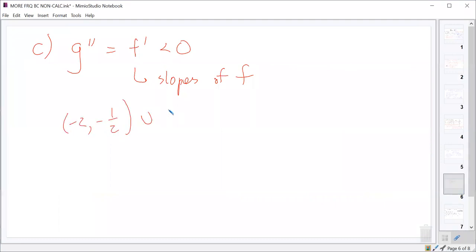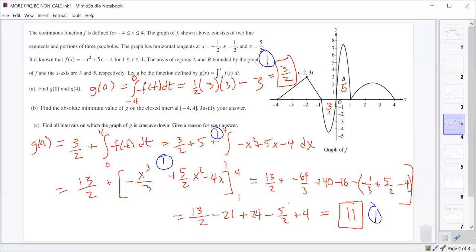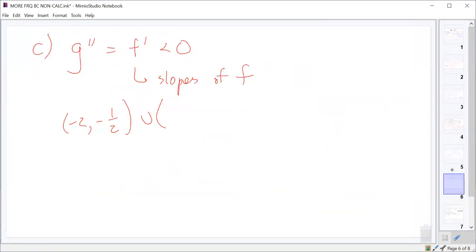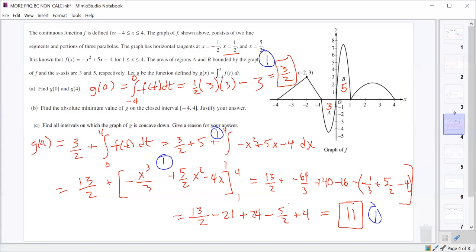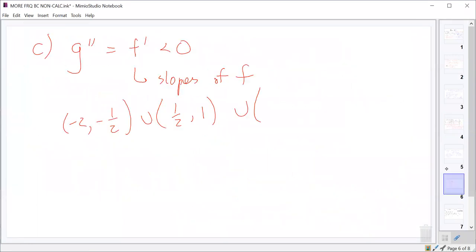-0.5. I bet there's going to be some more. Positive slopes, positive slopes, positive slopes. At this maximum, we start having negative slopes all the way down to 1. So that's 0.5 to 1. And I bet there's going to be one more. Positive, positive, positive, positive, then negative slopes from, let's see, that one is 5/2 to 4. And that was worth 2 points, 1 for the intervals, 1 for the reasoning.